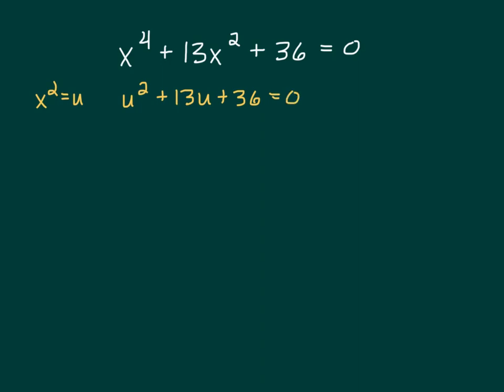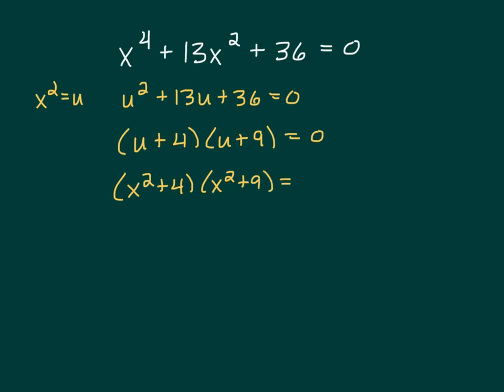And in the interest of time, I believe we're out of here in less than a minute. This would factor as u plus 4 times u plus 9, which would be 0. Now the issue is you have to remember that you're worried about solving for x, not for u. So you have to rewrite this as x squared plus 4 times x squared plus 9 equals 0.